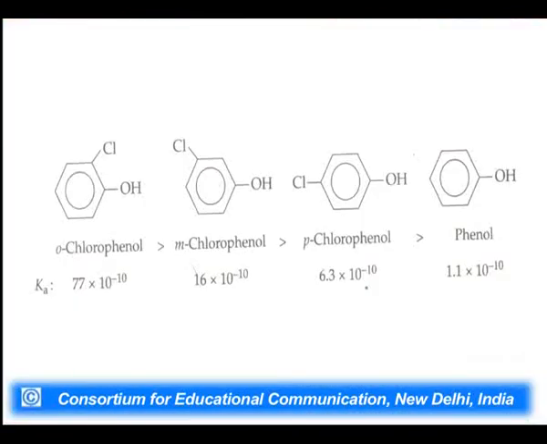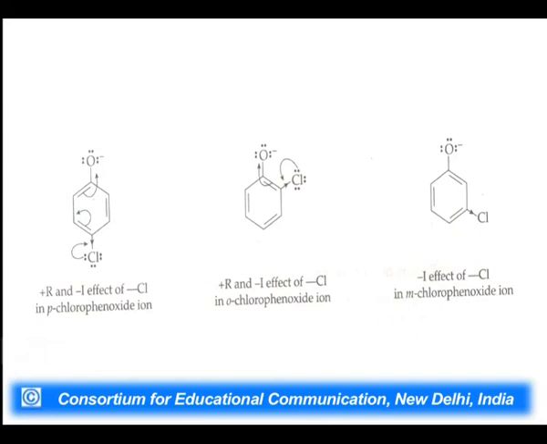Now if I look into chlorophenols, ortho-chlorophenol is most acidic, followed by meta-chlorophenol, then para-chlorophenol, and then phenol. We know that this halogen atom has two antagonistic effects. That is, it exerts a very strong minus I effect and a weak plus R effect. So here, what is effective is the minus I effect, and because of this minus I effect, it will pull the electrons towards itself. But this minus I effect is also not very strong, since these two groups are away from each other.